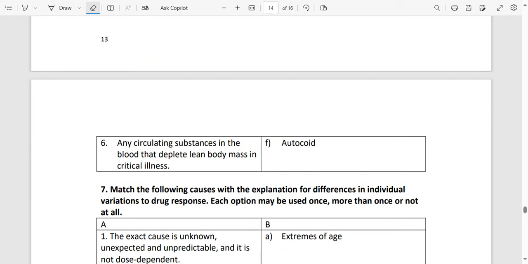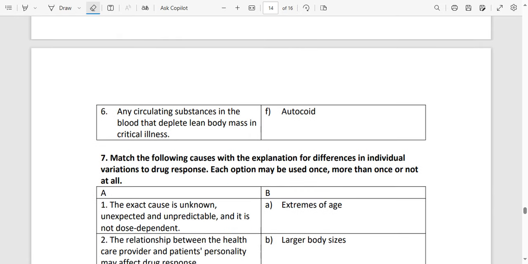Any circulating substance in the blood that depletes lean body mass in critical illness. Okay, the answer is there, it's an autocoid. Any circulating substance in the body that depletes lean body mass. Lean body mass is fat-free mass, like that part of your body that doesn't have fat, like your muscles. It will be depleted by the autocoid.